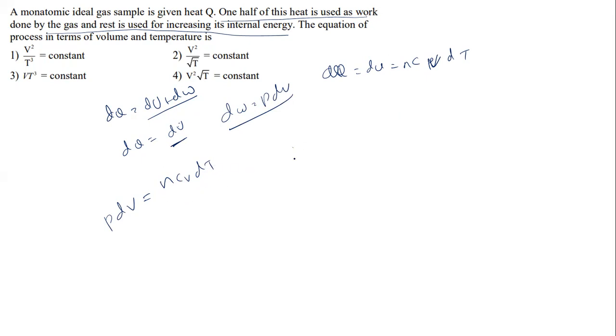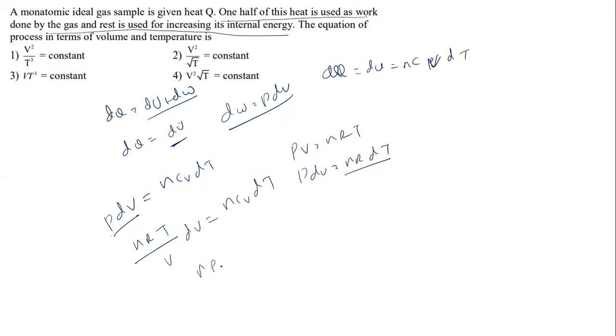So what do you write? PV is equal to nRT. PdV is equal to nRdT. Yes or no? Am I correct or not? So P you can write from this equation as nRT by V into dV. So nR by V dV is equal to n Cv dT by T. Clear?